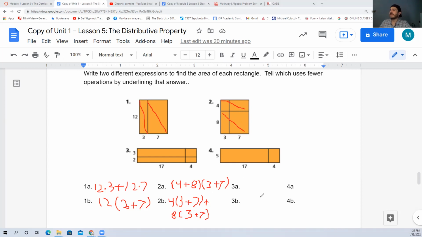Okay, 3 is very similar to that. So I'm not going to do it. You can do it on your own. 5, if I take the 5, I can multiply it by 17 plus 4, right?